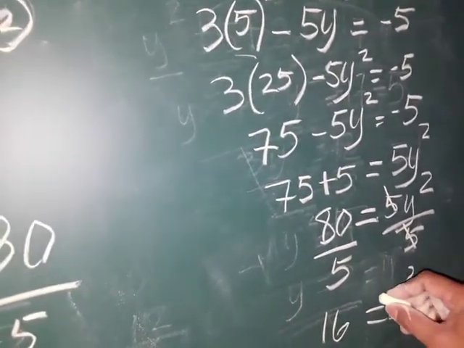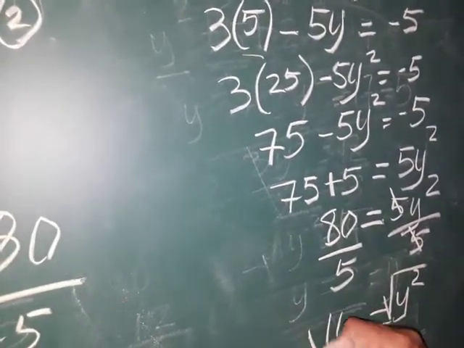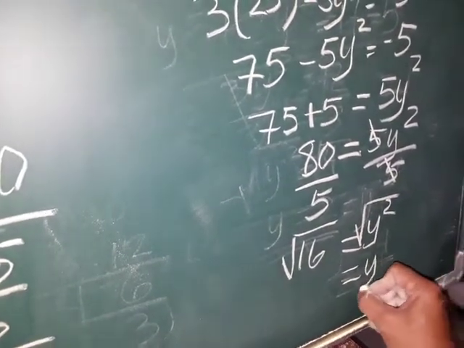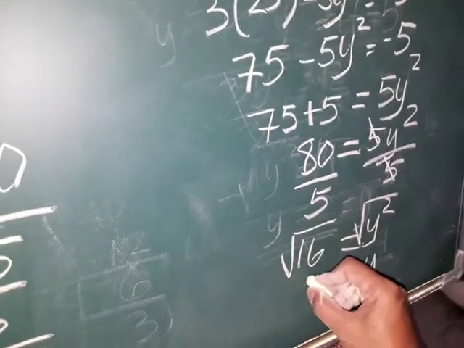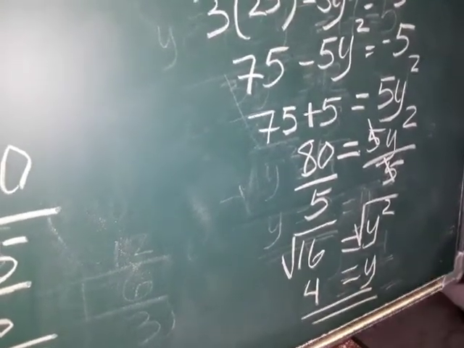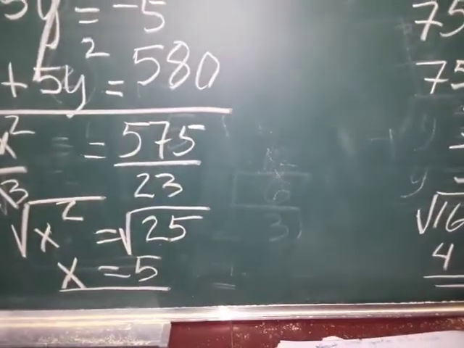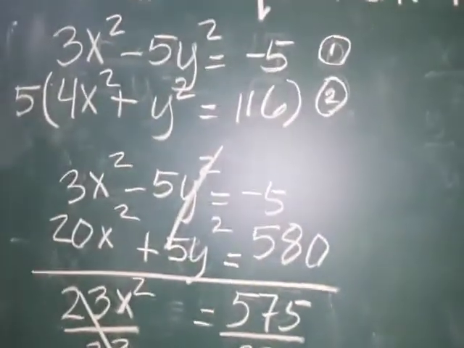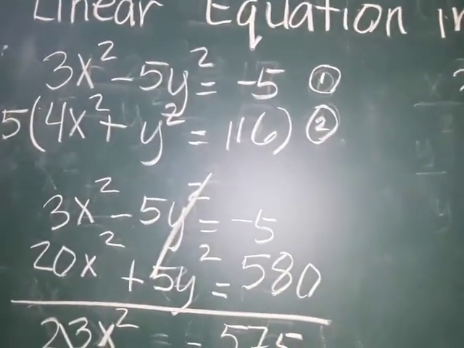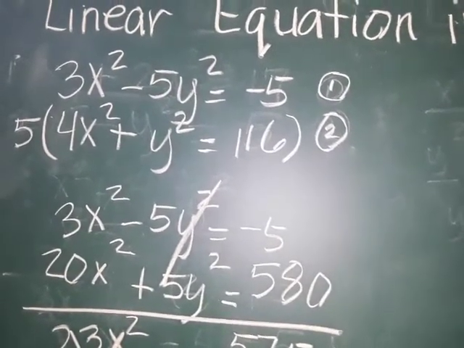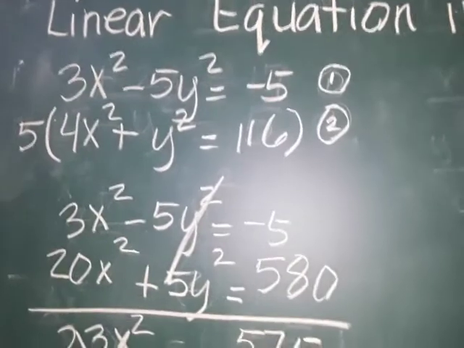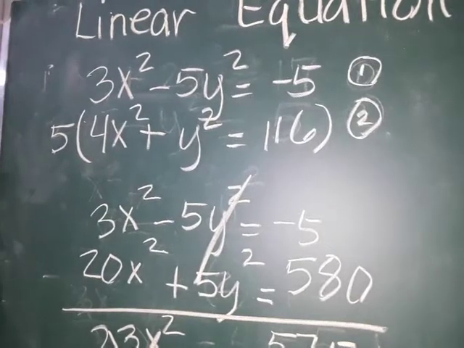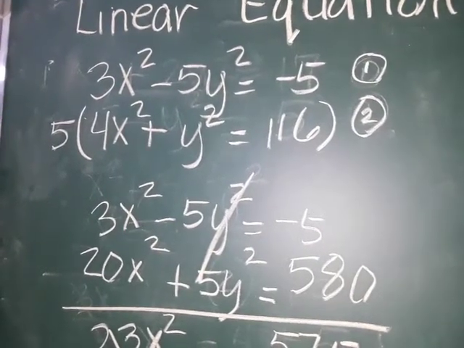Okay? So, square root of y squared, radicals. Then, y is equal to 4. Okay, that's it. So, our x is 5 and y is equal to 4 in the equation 3x squared minus 5y squared is equal to negative 5 and 4x squared plus y squared is equal to 116. Okay, so let's proceed to more examples.